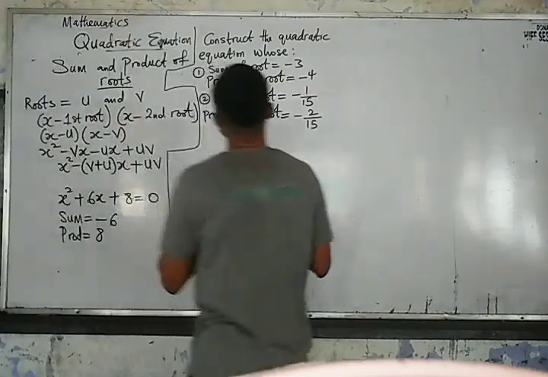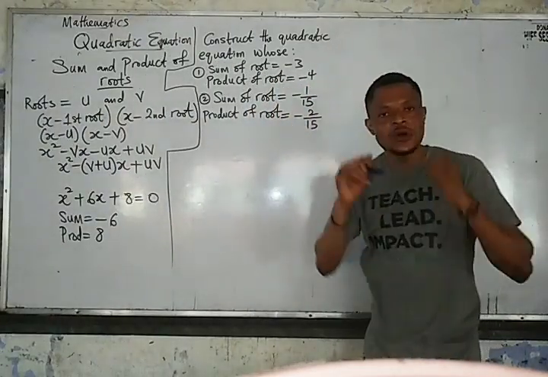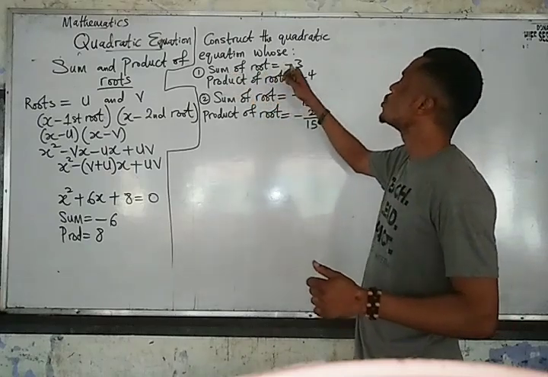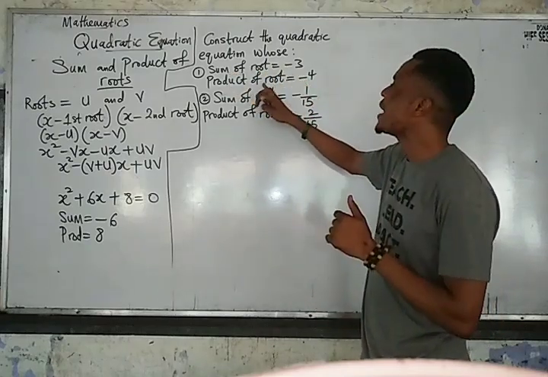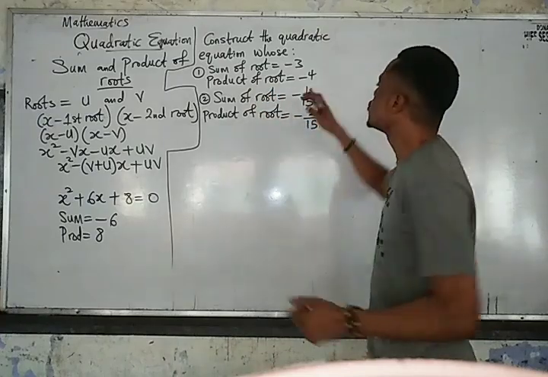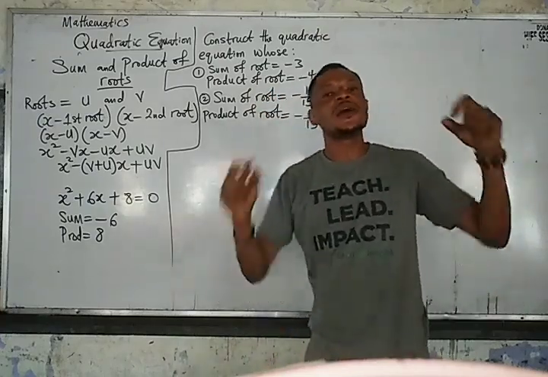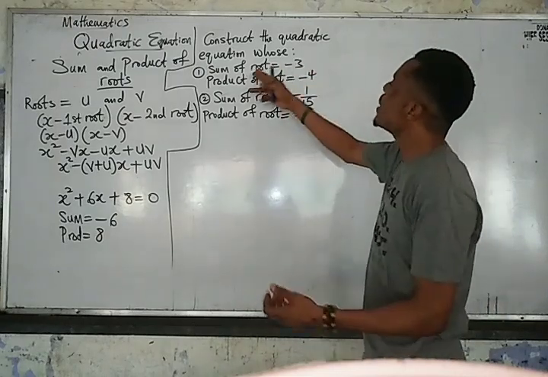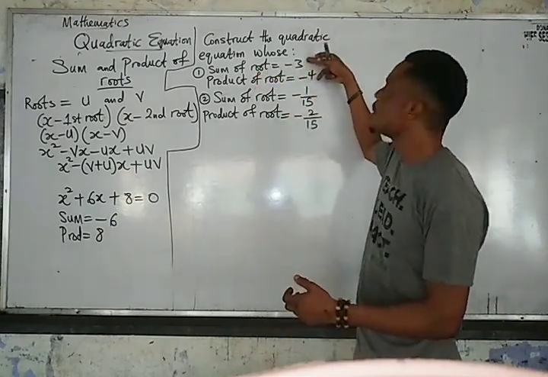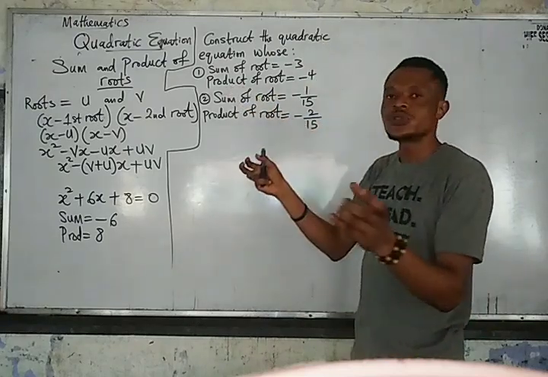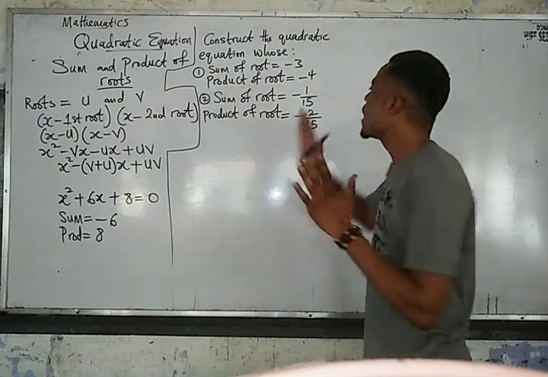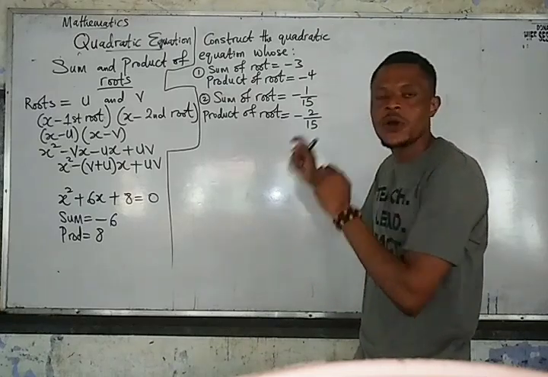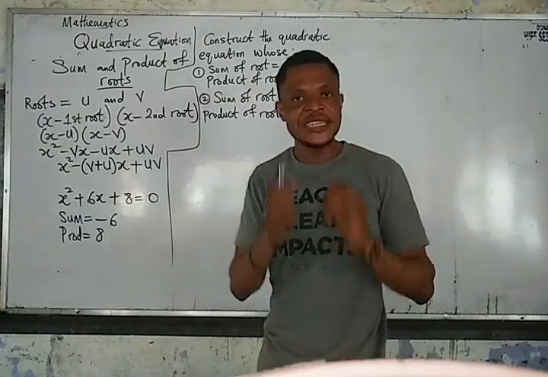So here is what we have next. We want to construct the quadratic equation that produces the sum of roots, that is minus 3, and the product of the roots to be minus 4. That means when the roots were gotten, by the time they summed the two together, it gave us minus 3. And when the two roots were multiplied together, the result of that was minus 4. So what quadratic equation led to that?